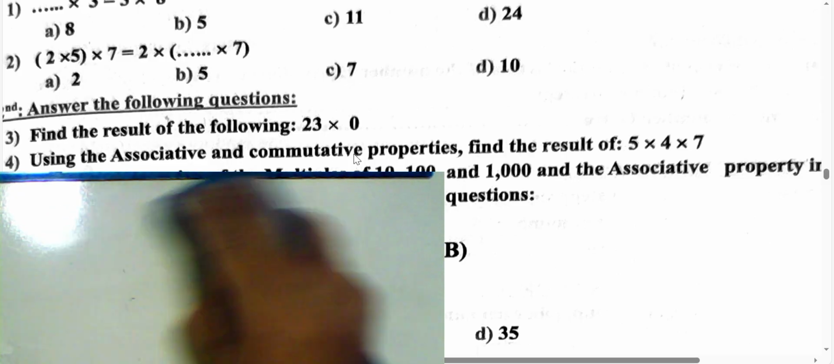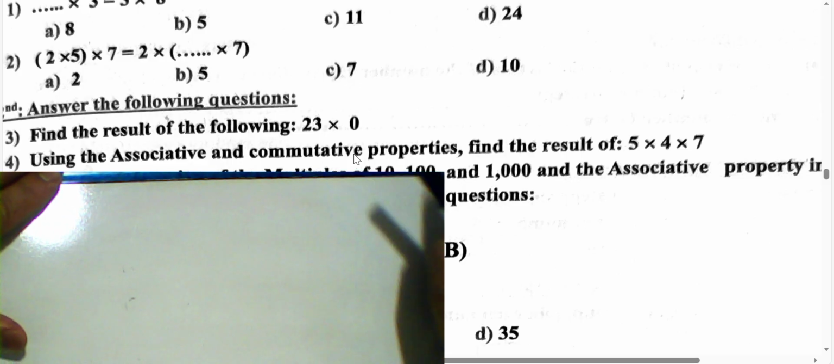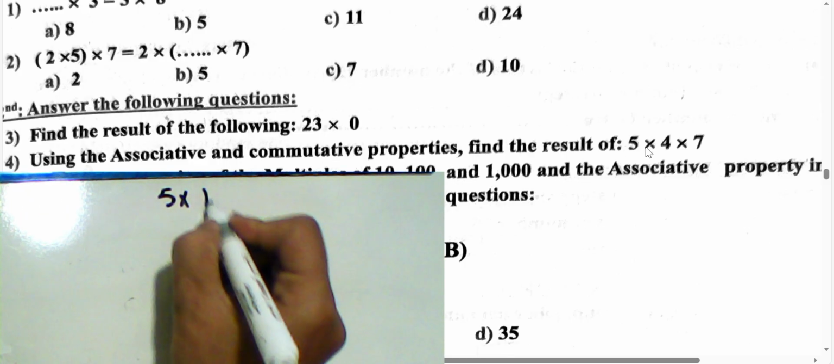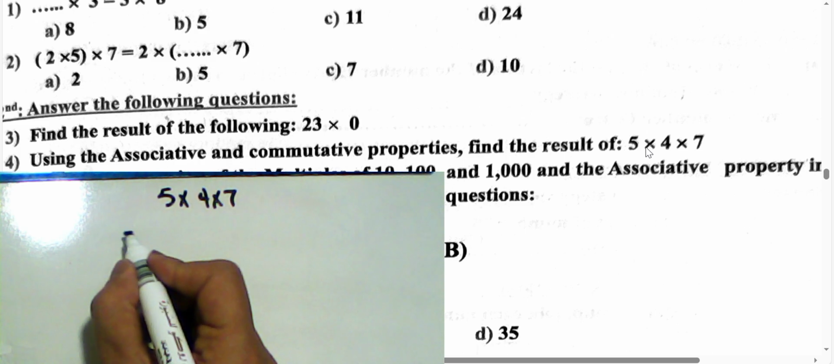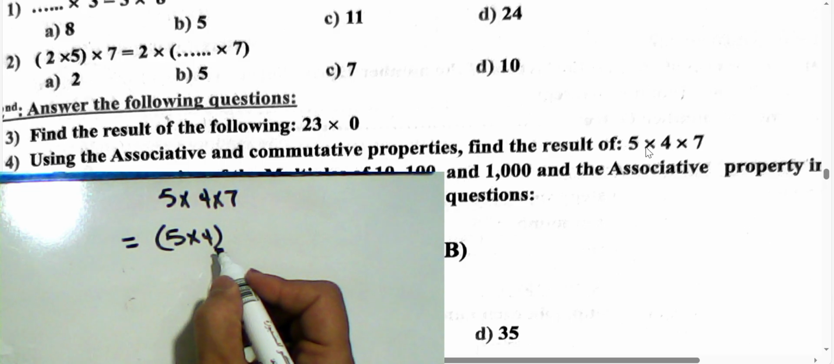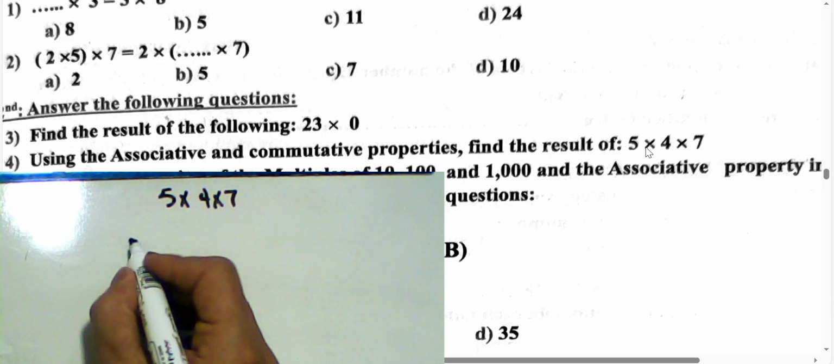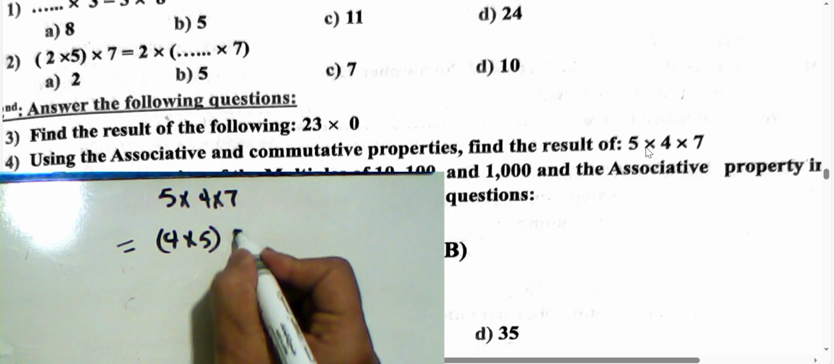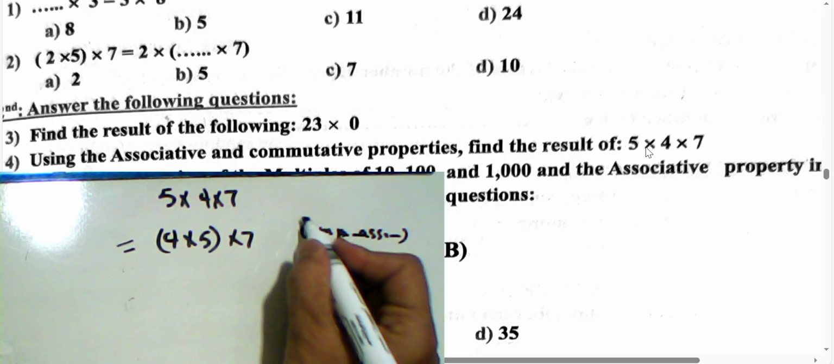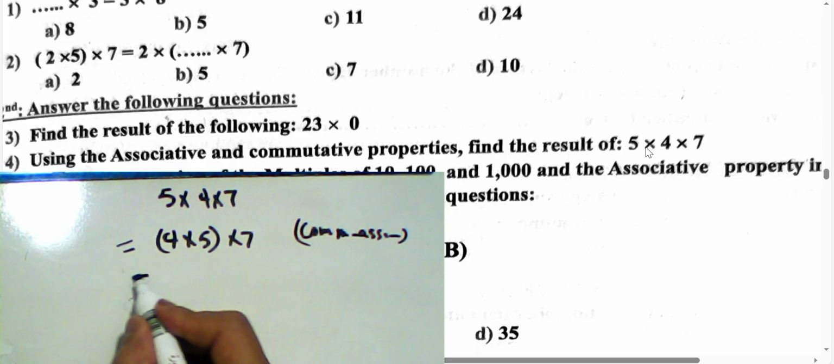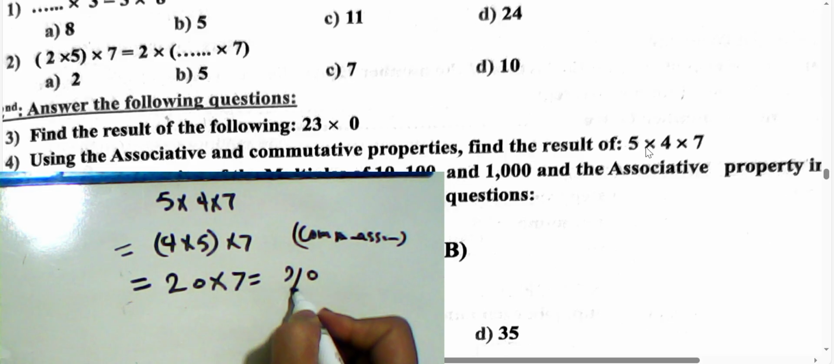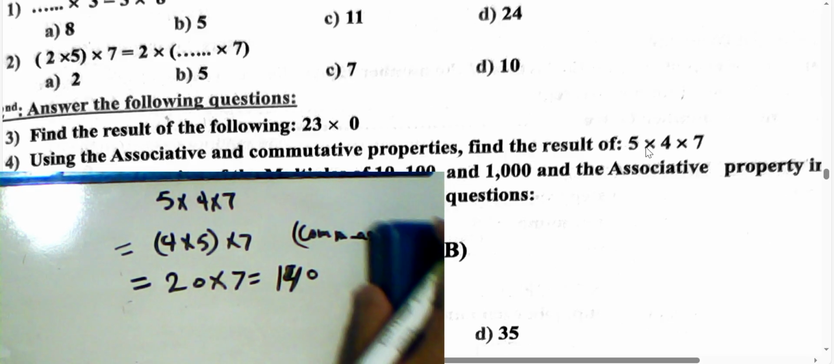Next question. Using the associative and commutative property to find the result of 5 times 4 times 7. We can use here 5 product by 4 in brackets. We can use here commutative properties and also associative. Okay, like this: 4 times 5 in brackets times 7. We use here commutative and associative property. 4 times 5 is 20. 20 times 7: write 0 and 2 times 7 equals 14. Then the answer will be 140.